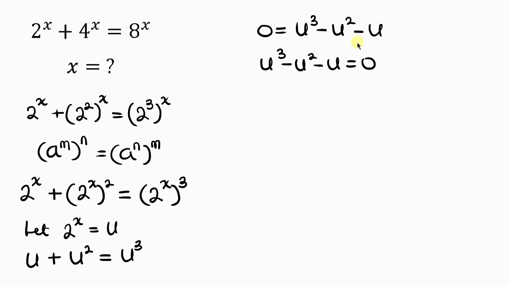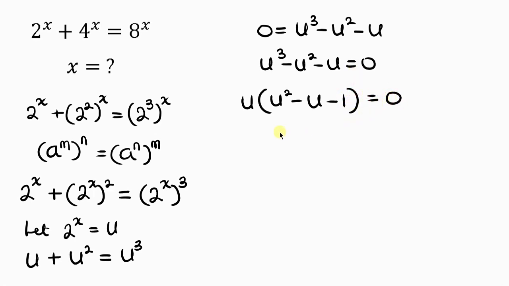So it is actually the same thing. Now notice that u is actually common on the left hand side. So we're going to be factoring out u. So factor out u, open bracket. Now u cubed divided by u, I have u squared, minus u squared divided by u, I have u, minus u divided by u, I'm going to be having 1. And this is equal to 0.